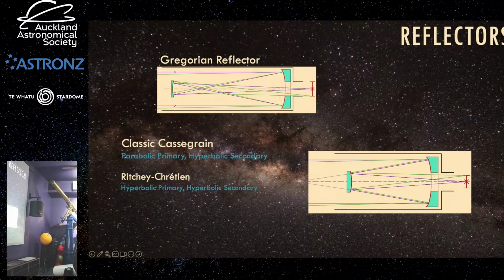It does cause a small loss of contrast as well. You're getting diffraction. Yeah, absolutely. Doesn't matter too much on the moon, which has got a lot of contrast anyway. But yeah, you do, absolutely. Anything that you put in the light path is going to cause a diffraction.